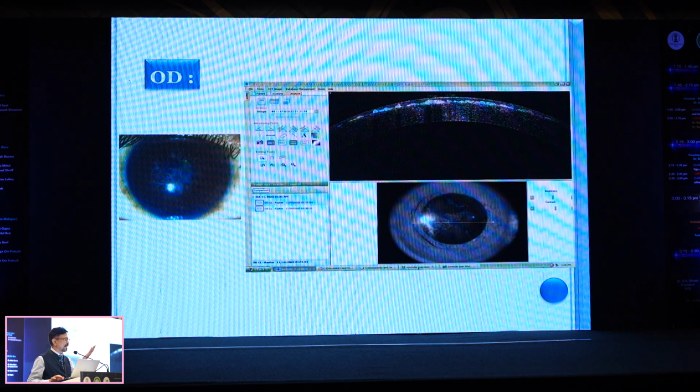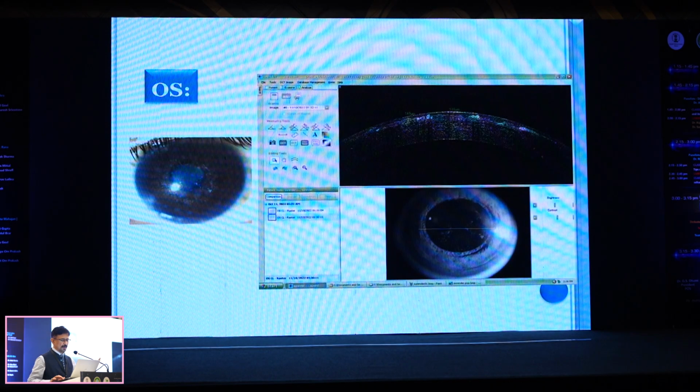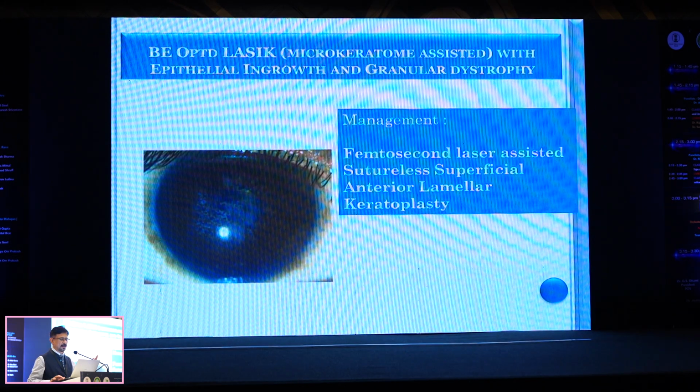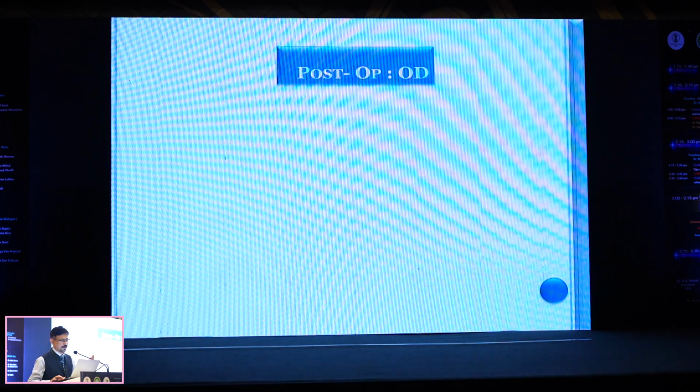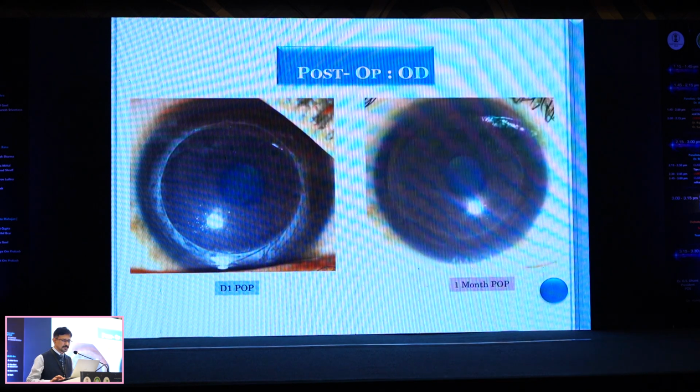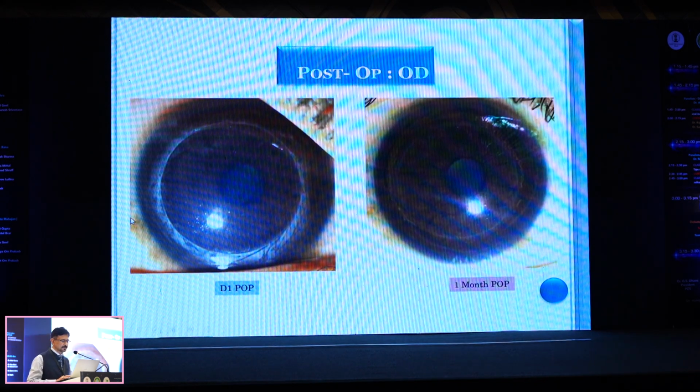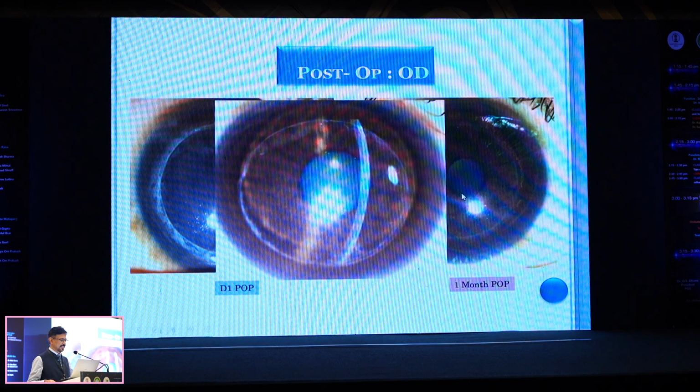We made a diagnosis of a presumed granular dystrophy with epithelial ingrowth, and we went ahead with a FALC procedure. This is the post-op picture, and you can see it's absolutely clear. The clarity is there. We went for a sutureless FALC, which is femtosecond assisted anterior laminar keratoplasty.